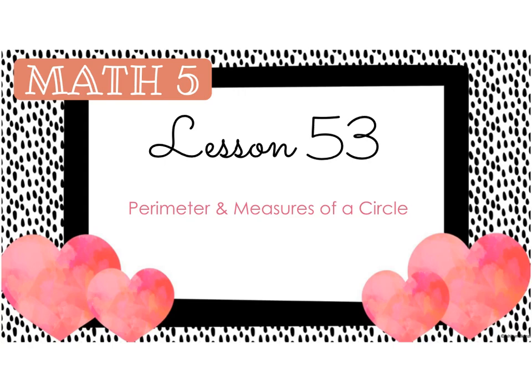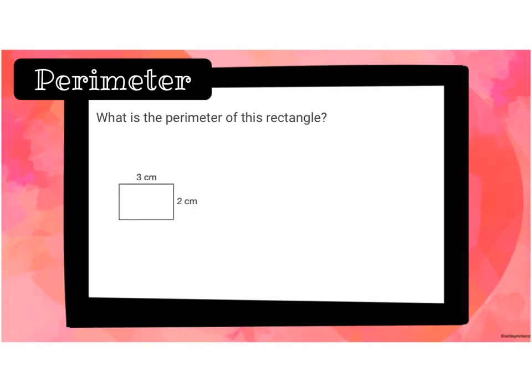Today we're going to be talking about lesson 53, which is about perimeter, and then also talking about the measures of a circle. So we're going to be talking about how to measure a circle because it's a little different than your just normal polygons. So first of all, what is the perimeter?